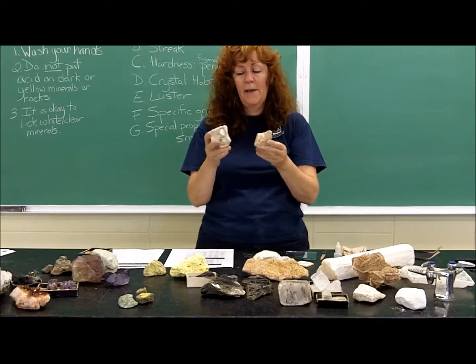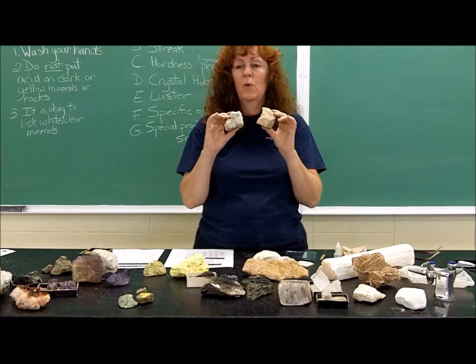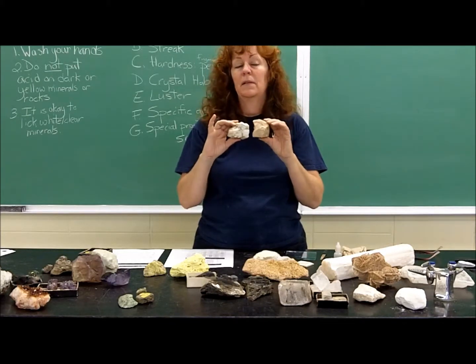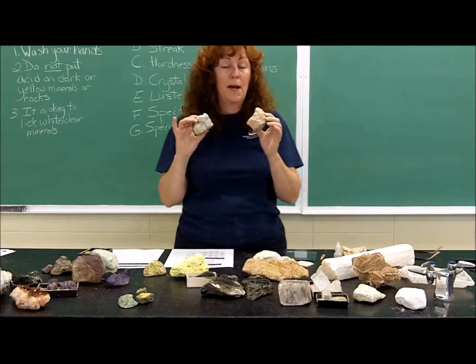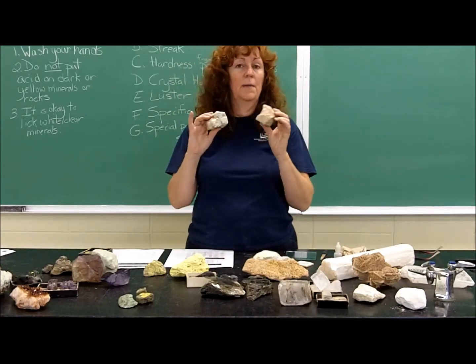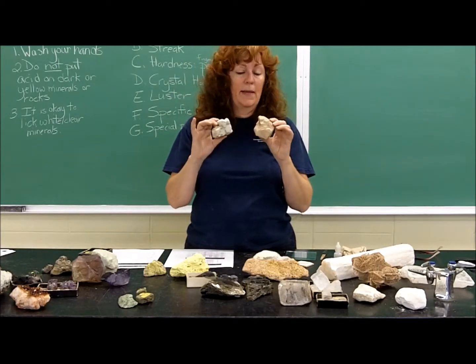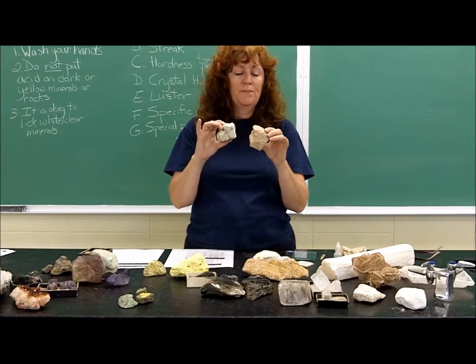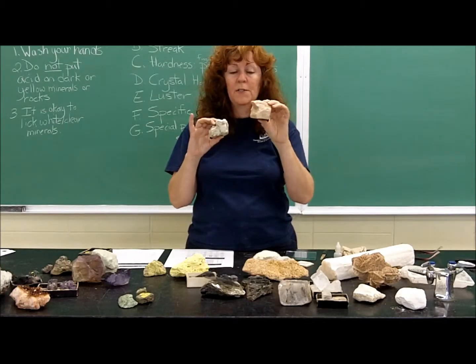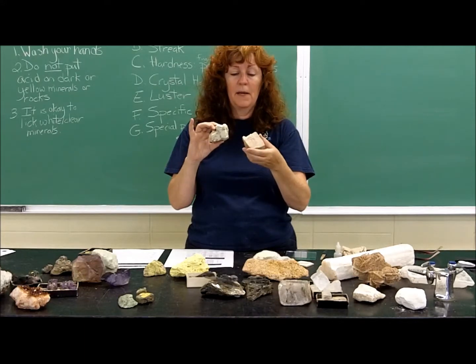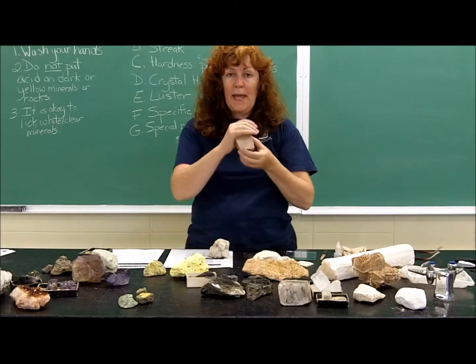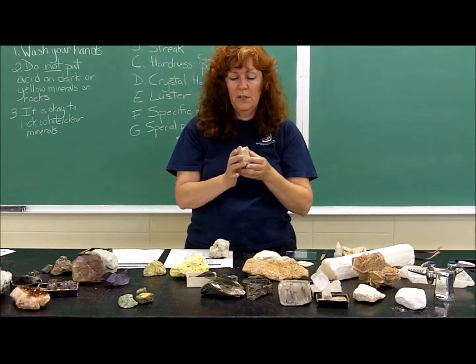Feldspars are one of the most common minerals on the planet, and they make up a lot of different types of rocks, dominantly your igneous rocks. Granite is an excellent example of being composed of different types of feldspars. So the potassium feldspar, I already mentioned it, has a pink color to it. Again, as you handle these, the color can change a little bit.